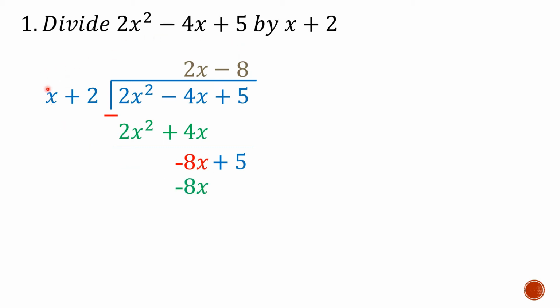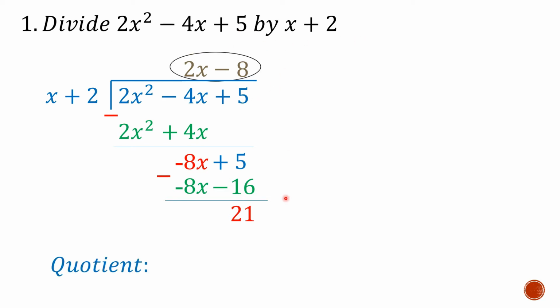So negative 8 times x is negative 8x. And then negative 8 times 2 is negative 16. After that, subtract again. Negative 8x minus negative 8x is 0. And 5 minus negative 16 is positive 21. And there it is, the remainder is 21. If we divide 2x squared minus 4x plus 5 by x plus 2, the result is 2x minus 8 plus 21 over x plus 2.